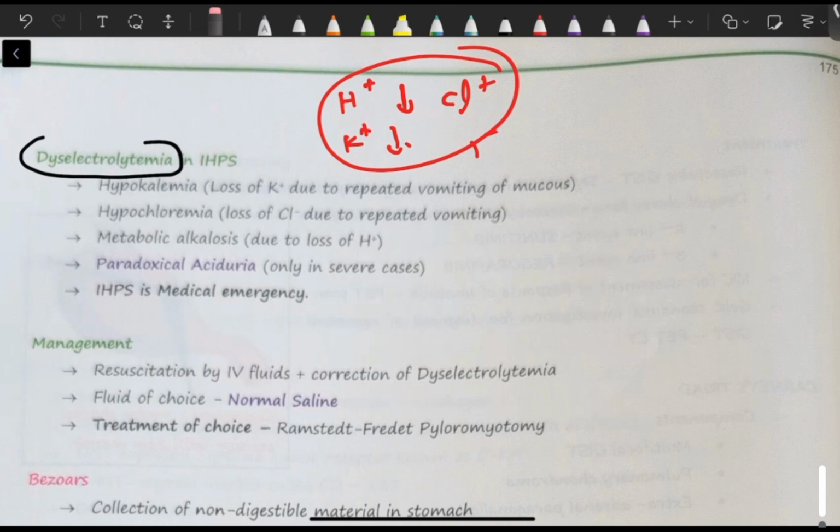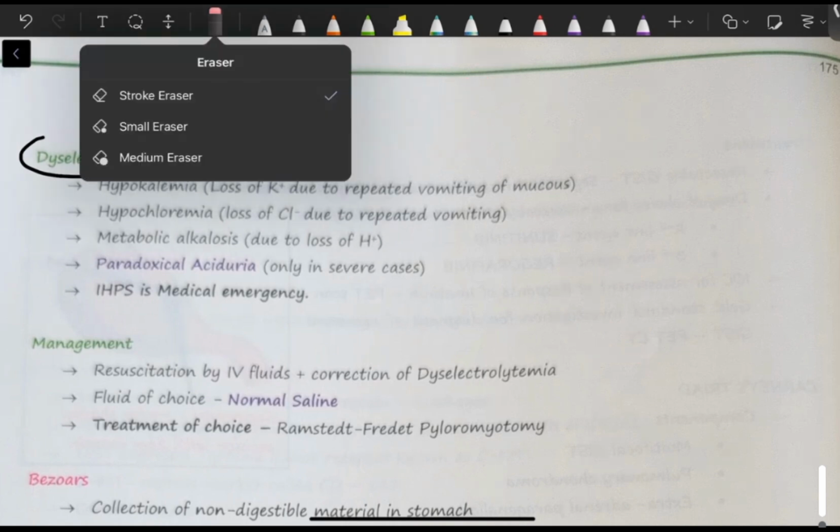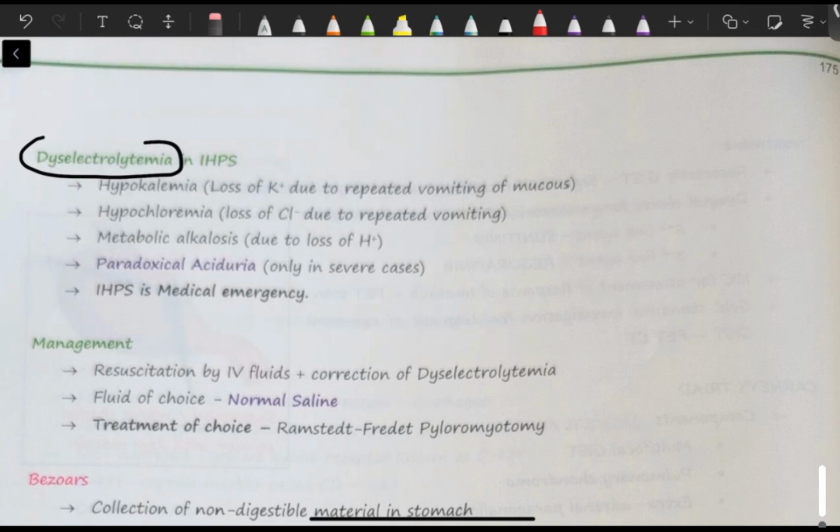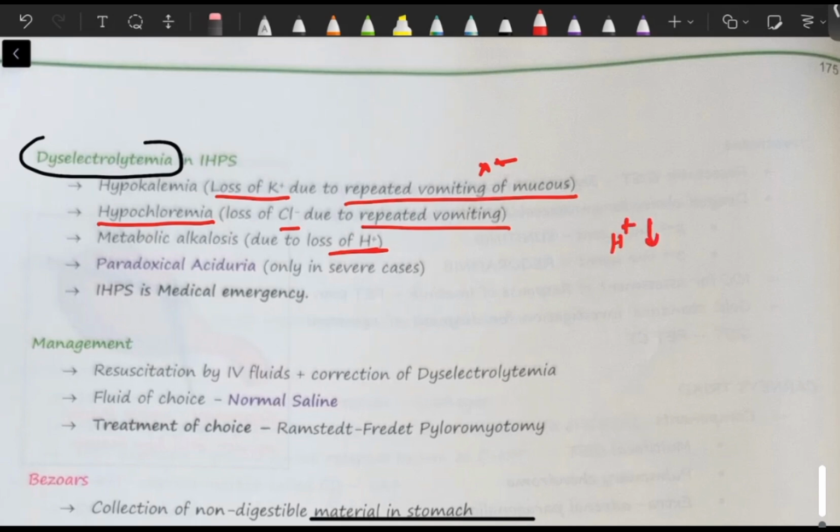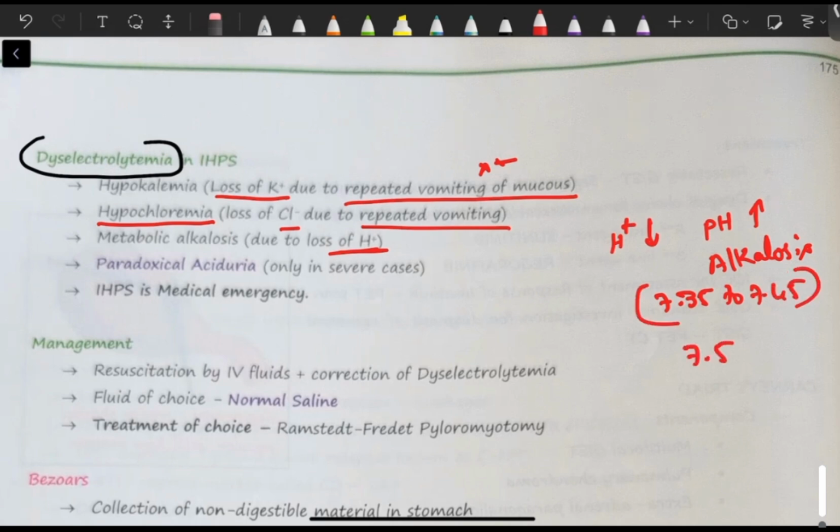Hence it is explained here. Hypokalemia, that is potassium in the blood is reduced because of loss of potassium due to repeated vomiting. Along with that, hypochloremia, that is chloride reduced due to repeated vomiting, and metabolic alkalosis, because of loss of H+. If H+ is reduced, blood pH will go up, and if pH increases, that is called alkalosis. Normal pH is 7.35 to 7.45. Since H+ is lost here, it will be 7.5 or something, and because of a metabolic disorder, it is called metabolic alkalosis.